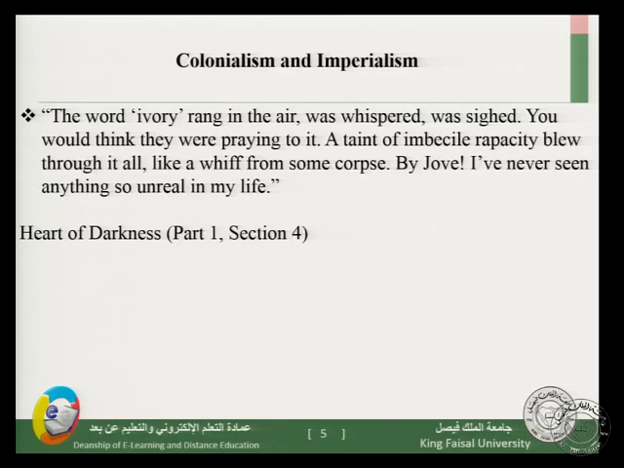So in section 4 of part 1 of the novel, we have this amazing, very powerful sentence, where Marlow says the word ivory, ivory that they are digging and cutting from the parts of the elephants. The word ivory rang in the air. It was whispered and sighed. You would think they were praying to it, he says. You would think they were praying to it, right?